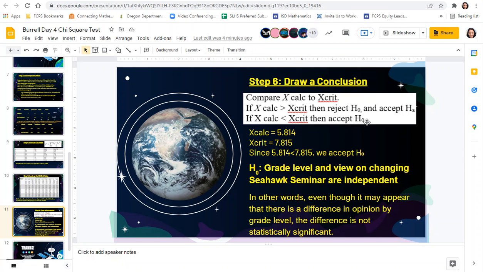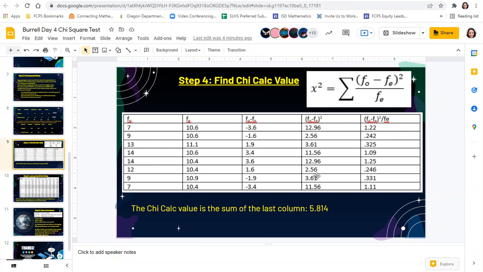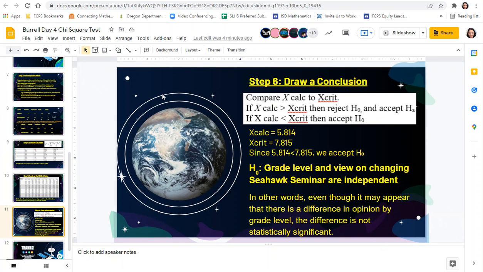One thing I forgot to show you is how we got the final calculated value. So I'm going to go back real quick to show you that. It's here. This notation here means sum. So basically you take your last column and you add it up, and that's going to give you your calculated value of 5.814. We're comparing that now to the one from the table, 7.815. Since it's less, we're going to accept the null hypothesis, which means that your grade level and your opinion on Seahawk Seminar are independent. One does not have anything to do with the other.